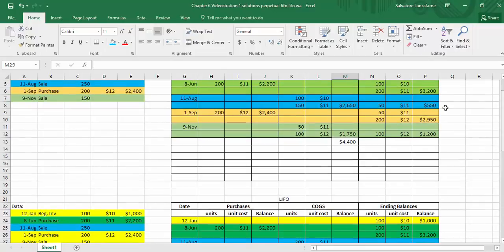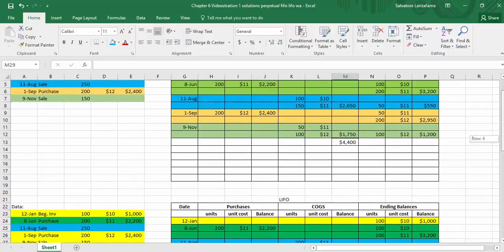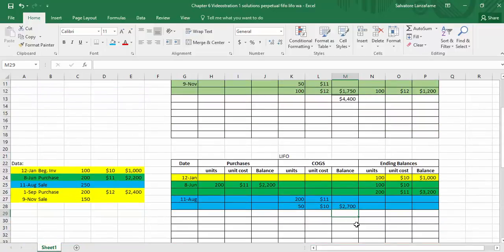Just a quick glance up top. When we did FIFO, the cost was $2,650. Notice that the cost is higher under LIFO. Interesting. And this is a predictable phenomenon that I'll explain later. So what do we put in our inventory? Well, we no longer have 200 at 11, and we got rid of 50 of the $10 group, which means we've got 50 left of the $10 group. Let me just do that math real quick. And you can see our inventory is now down to $500.